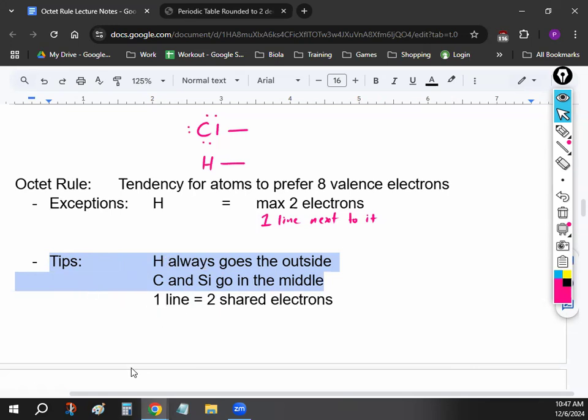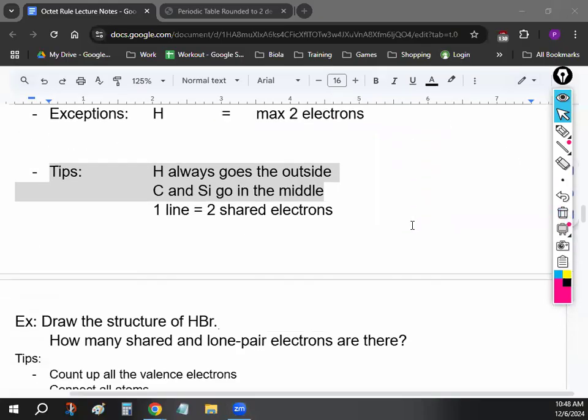If you draw a line next to an element, it means that it has two electrons shared with the one connected to it. I'll give you guys another minute to copy that down. Okay. All right, let's draw our next molecule.